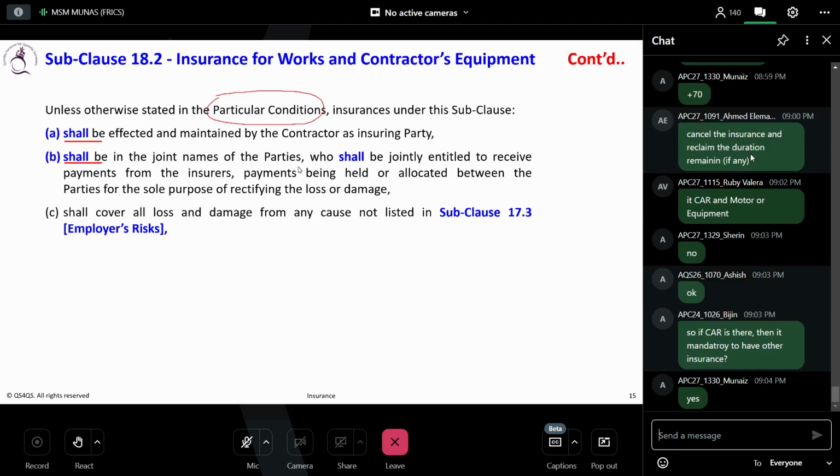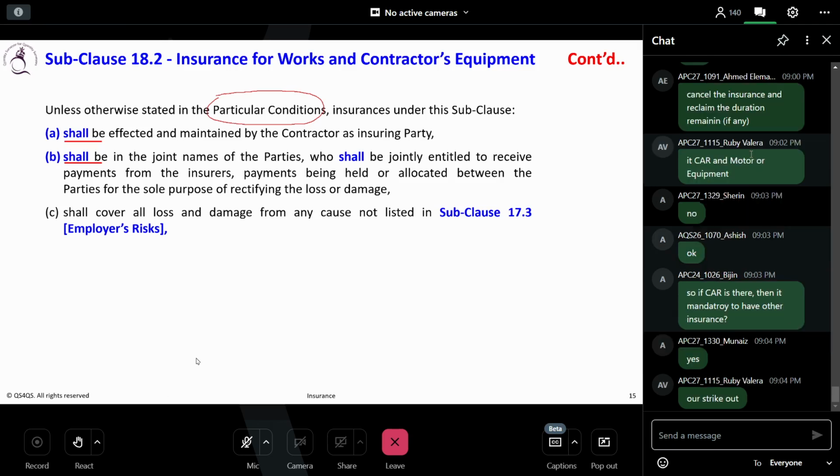Do you all understand? I'm getting less response, whether you are clear or not. Now the FIDIC subclause says very clearly, unless otherwise stated in the particular conditions, the contractor must do this. It shall be in the joint names of the parties, who shall be jointly entitled to receive the payment from the insurer, payment being held or allocated between the parties for the sole purpose of rectifying the loss or damage. That means if the insurance company pays some amount, you can't take it and spend it on something else. You have to use it for the intended purpose.